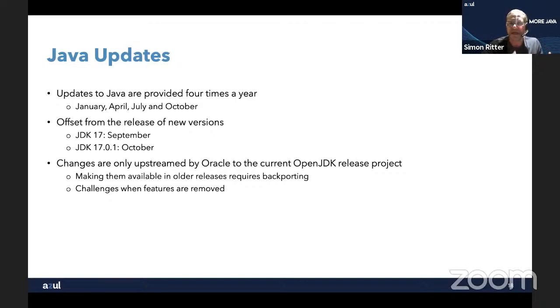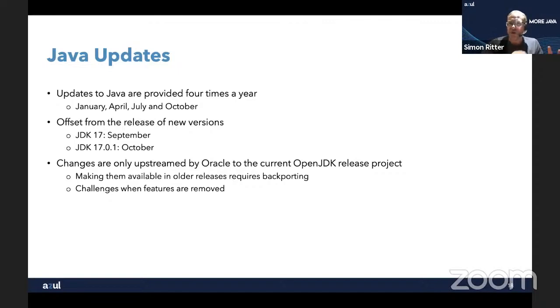Now, the way that this works in terms of the OpenJDK is that the changes required for any bug fixes or security patches are only upstreamed by Oracle into the current release of the Java version. So right now, any changes that are being made are only being upstreamed into the JDK 17 project in OpenJDK.